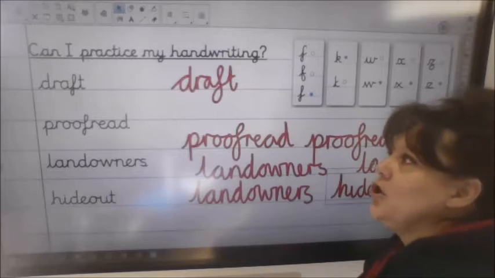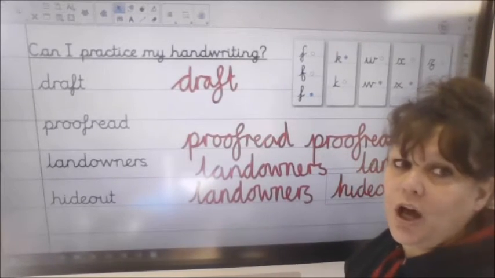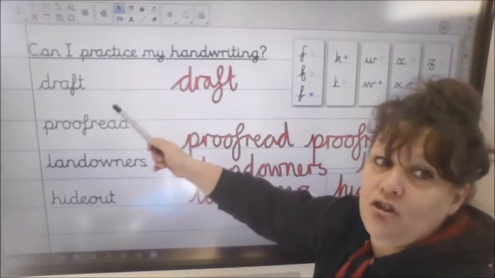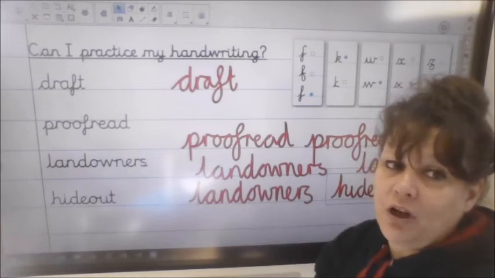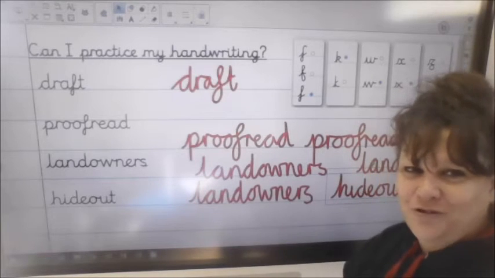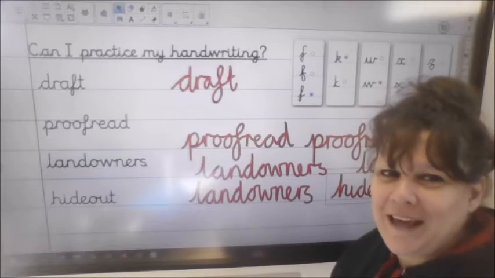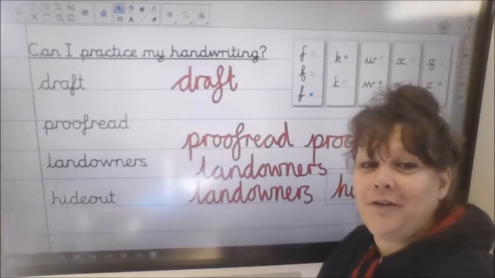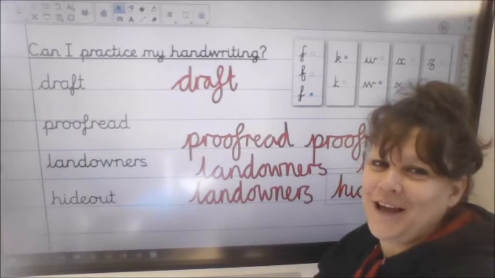Okay. So, underneath your spelling definition words, you are going to have a little go at 2 lines of each. So 2 lines of draft, 2 lines of proofread, 2 lines of landowners, and 2 lines of handwriting, hideout. Okay, I don't think I've woke up from half term yet. All right, so pause the video, off you go.